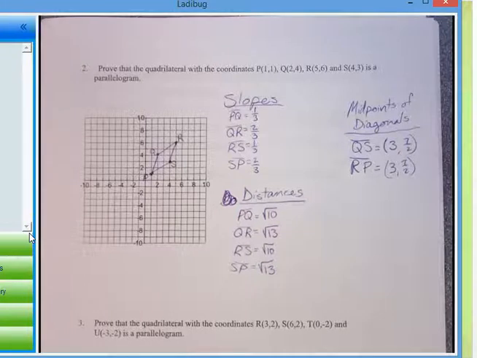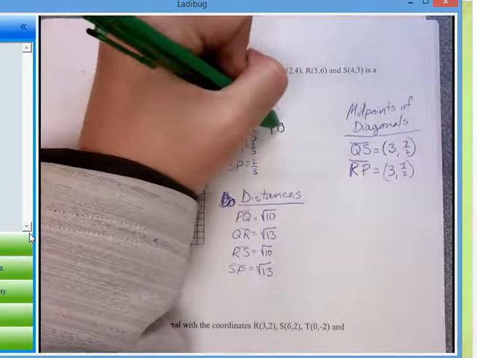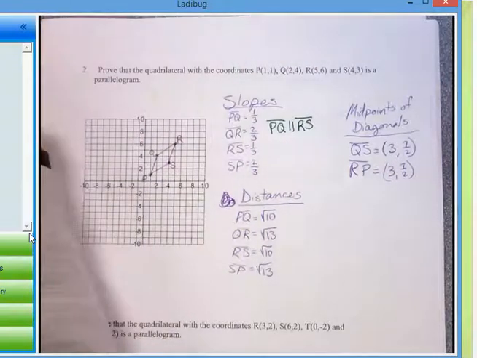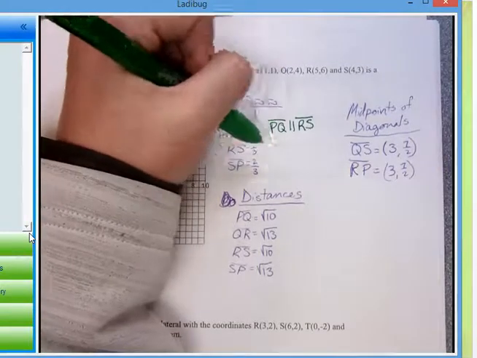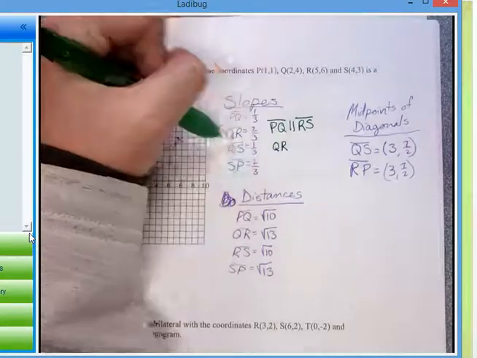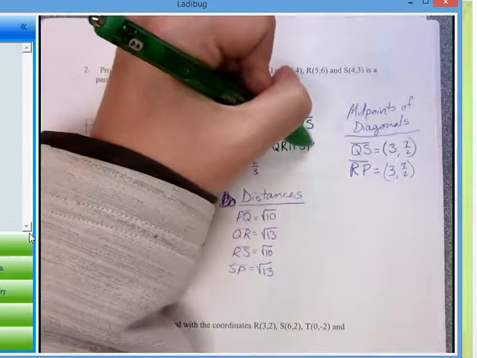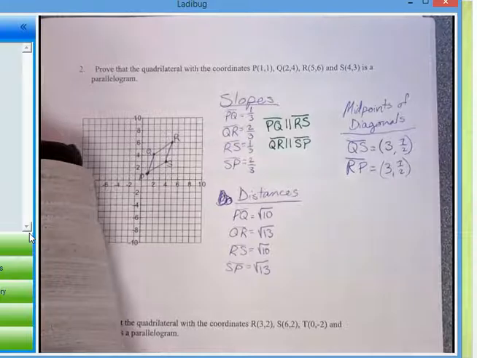Okay, now you can check and see if you got it correctly, and we'll go through the evidence together. So for our slopes, we need to see which ones are parallel. Okay, so which ones have the same slope? PQ is parallel to RS. Yay! This is our evidence, and the second piece of evidence is that QR, so this slope, is parallel to SP. There we go.